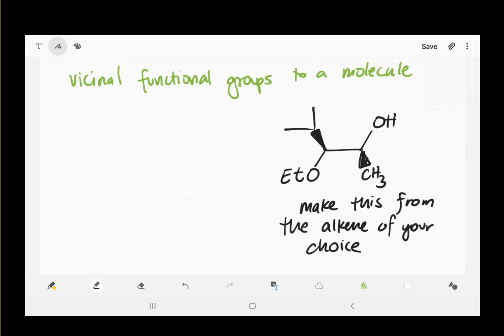Take a couple of minutes and look at this molecule, look at the relationship of the functional groups to each other, and see if you can choose a reasonable starting alkene. And then from there, we'll even put plus minus on it, it's racemic. Go ahead and give me the reagents that you would use to transform your alkene of choice into this molecule.